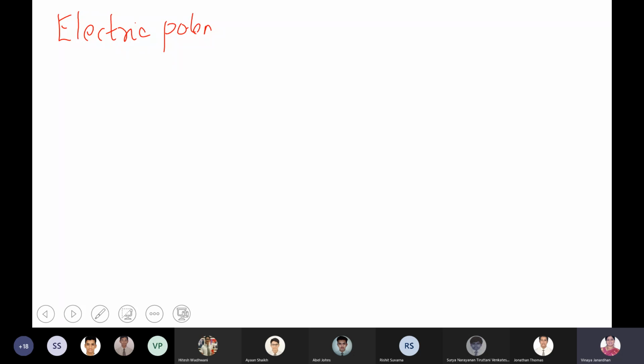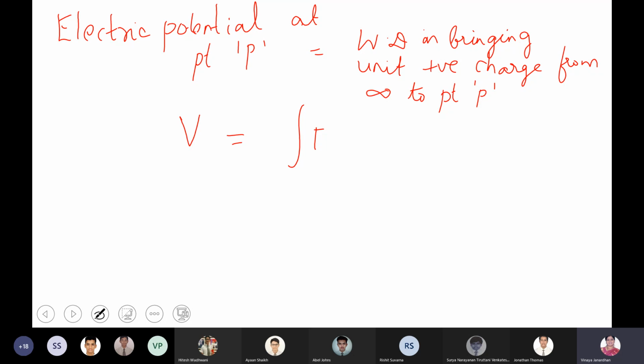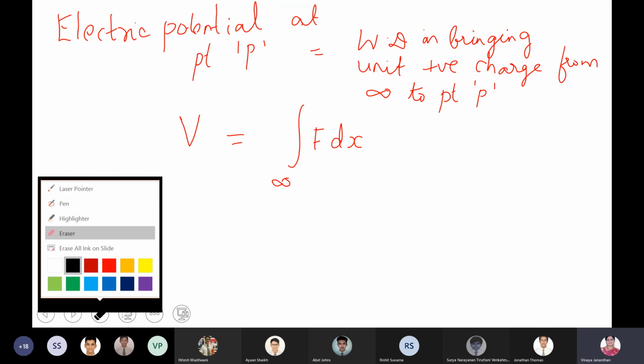Electric potential at point P is the work done in bringing a unit positive charge from infinity to point P. So V is equal to the integral of F dx, where the limit is from infinity to point P, which is at a distance of x.